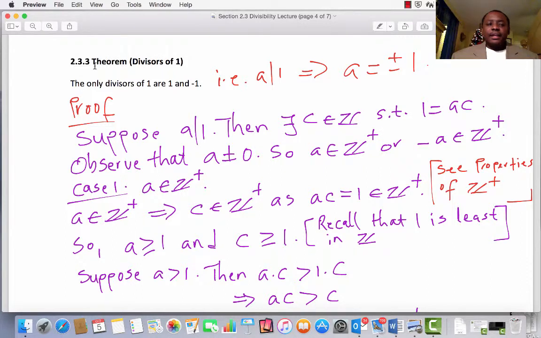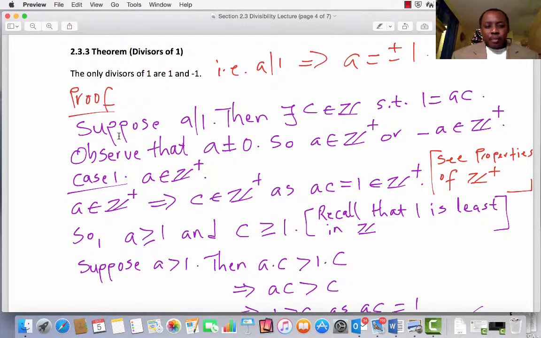2.3.3, a theorem, divisors of 1. The only divisors of 1 are 1 and negative 1. Of course, you must have seen this right from elementary school, but this is abstract algebra, and we expect you to be able to prove that if an integer a divides the number 1, then a has to be plus or minus 1 and nothing else.